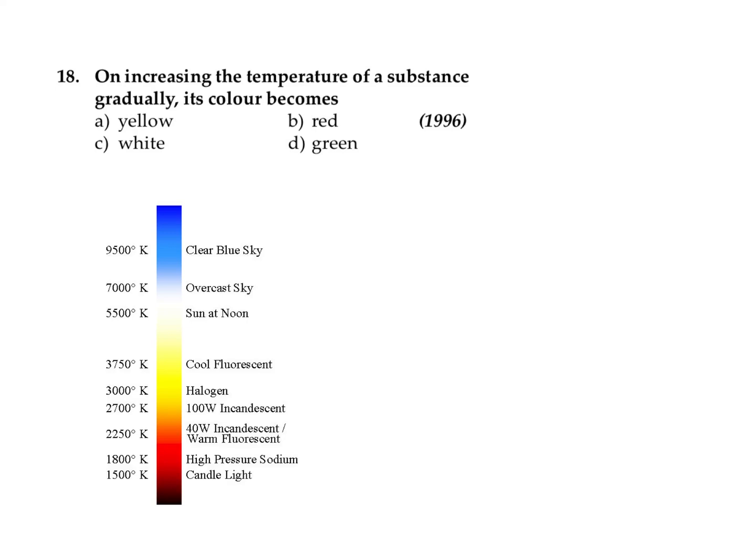On increasing the temperature of a substance, gradually its color becomes... So we know that according to Wien's displacement law, as the temperature increases, the wavelength is going to decrease, or we can say that the color is going to change from red color to blue color or towards the violet region, because red color is having a maximum wavelength or minimum temperature.